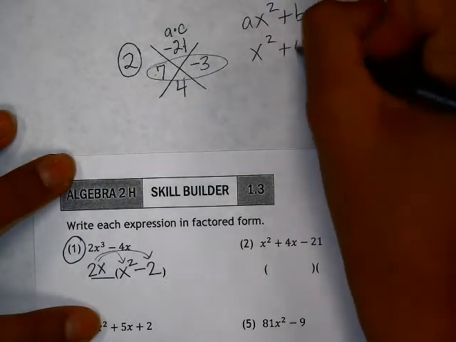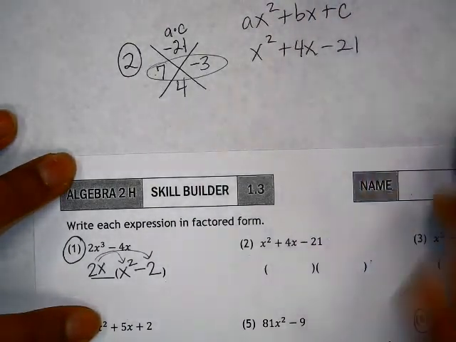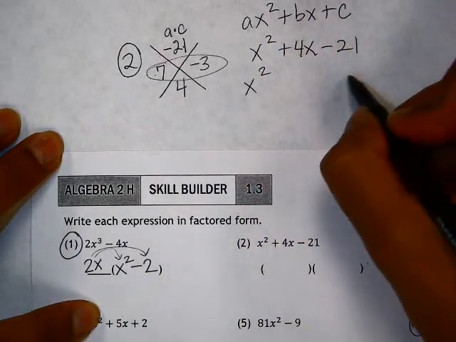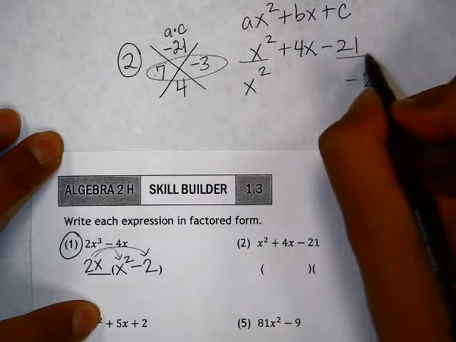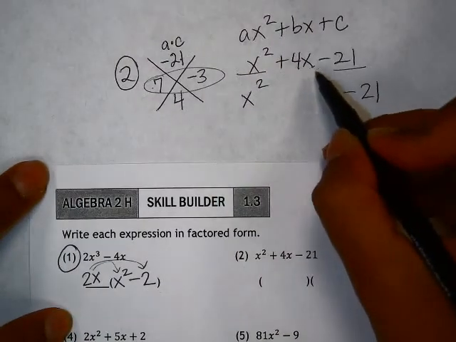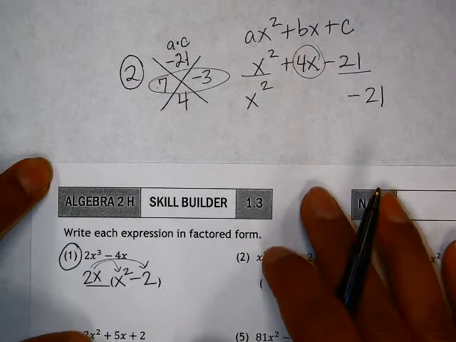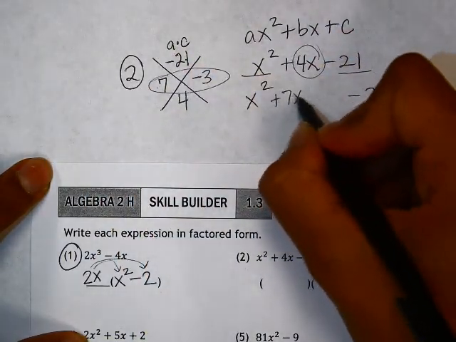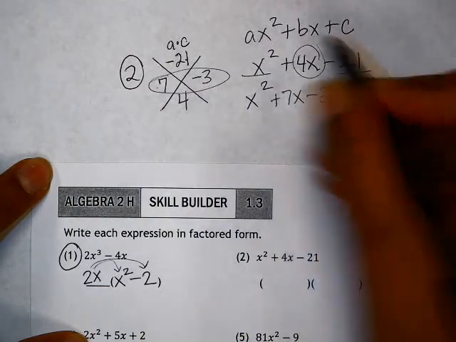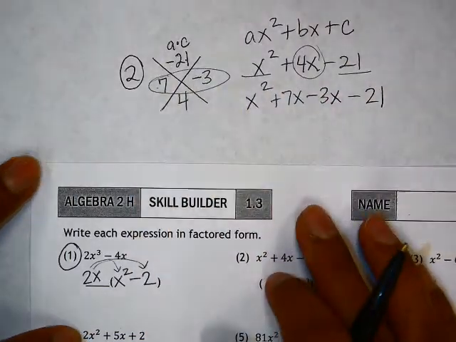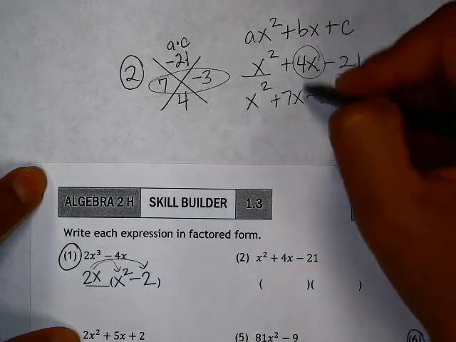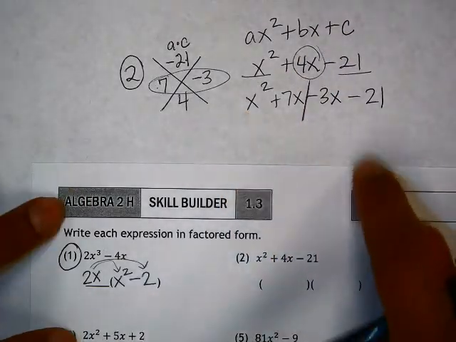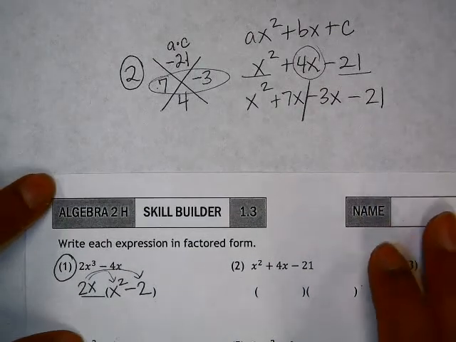Our trinomial in this case is x squared plus 4x minus 21. We're going to rewrite the trinomial. The first and the last terms stay identical. This middle term is now going to be split into two terms, 7x and negative 3x. That's what you do with these two numbers. We now have four terms. We're going to use factoring by grouping. So I'm going to group this into two portions, x squared plus 7x and negative 3x minus 21.